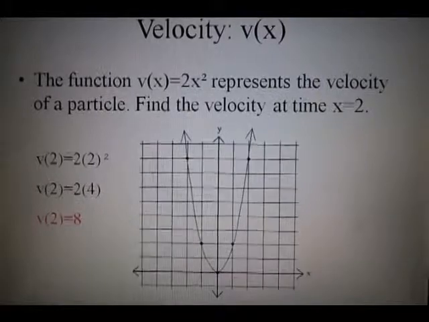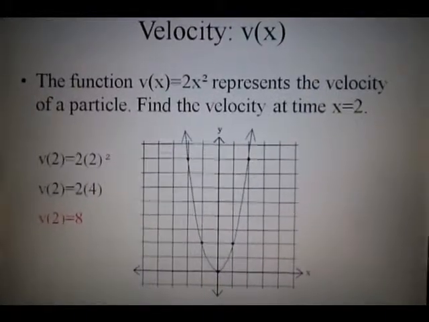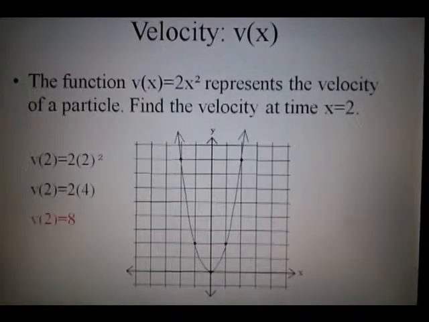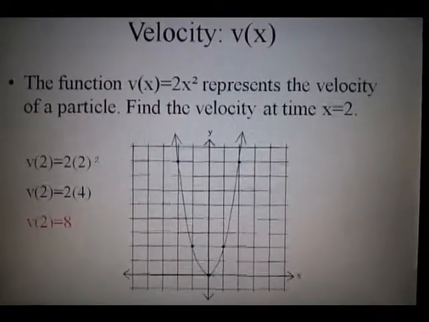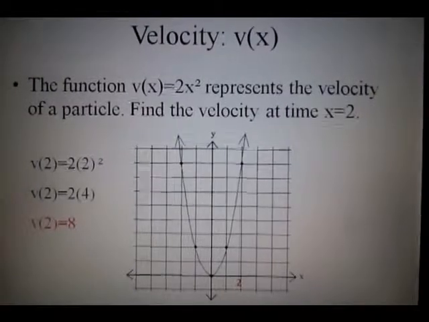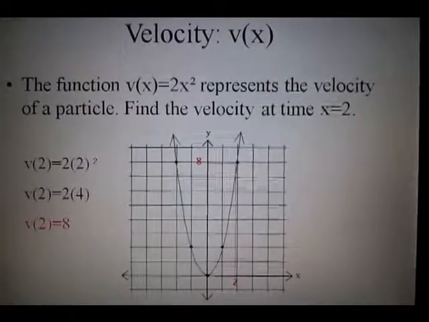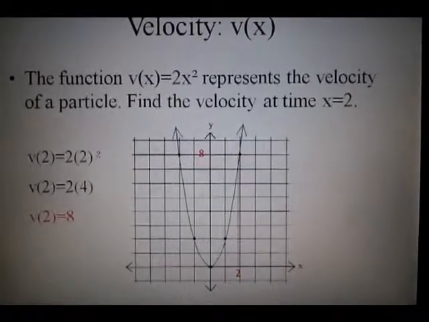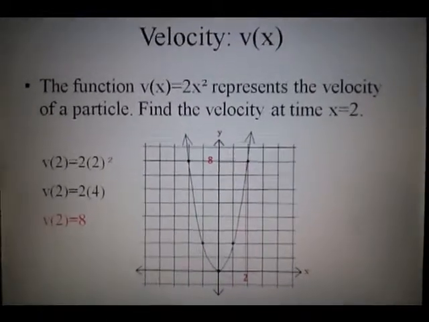The second way of doing this is by looking at the velocity graph. You are given the graph here, and you need to find the number 2 on the x-axis and follow it until you hit the function, and then look for the y. In this case, the y is 8, and like we said before, that's your final answer.